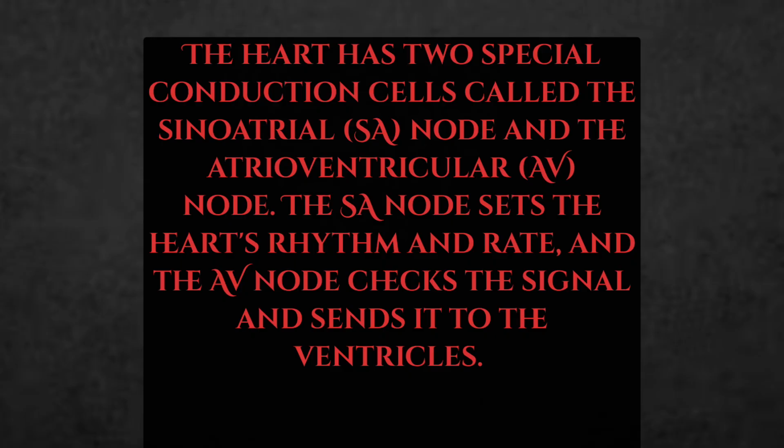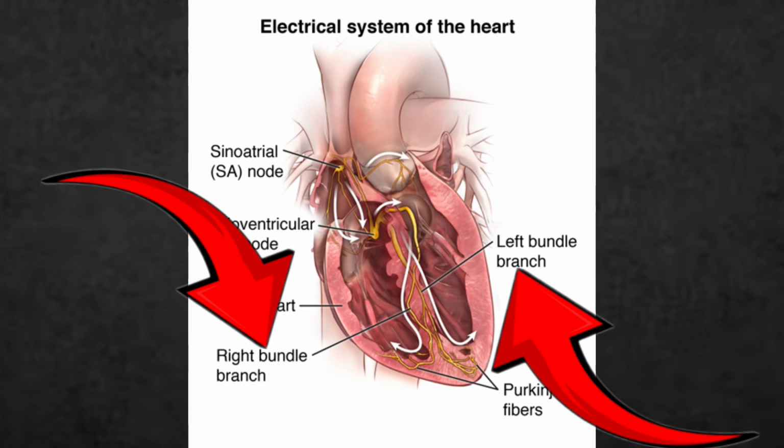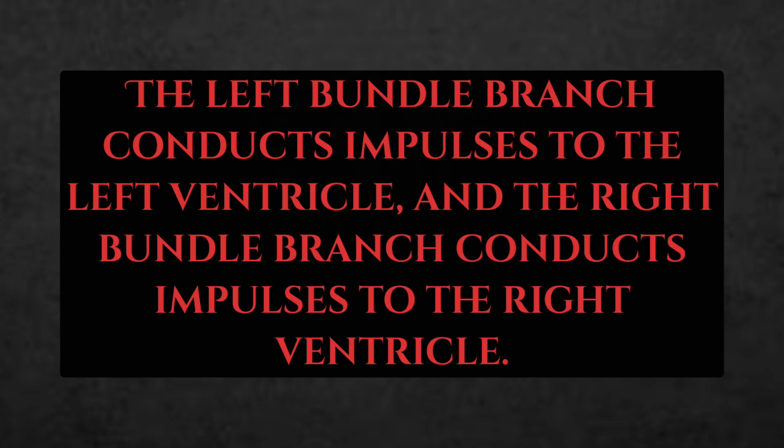The heart has two special conduction cells called the sinoatrial node and the atrioventricular node. The SA node sets the heart's rhythm and rate, and the AV node checks the signal and sends it to the ventricles. The left bundle branch conducts impulses to the left ventricle, and the right bundle branch conducts impulses to the right ventricle.